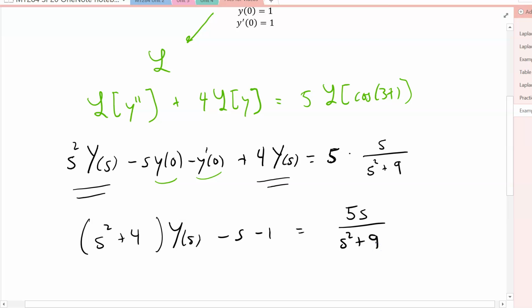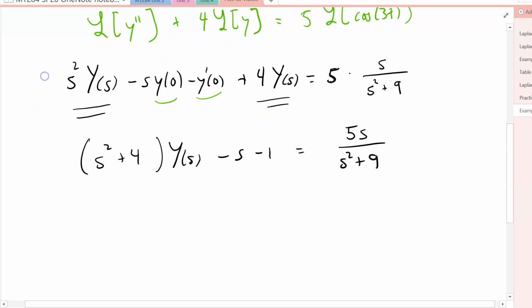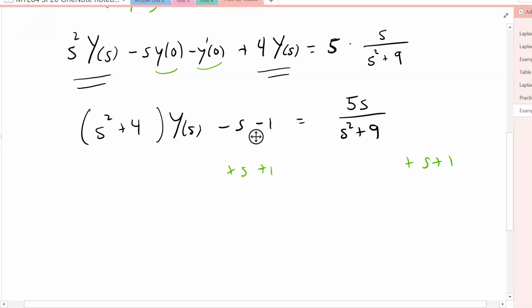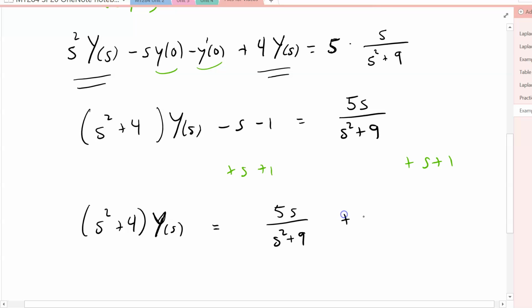Now we need to add over, because our goal here is to isolate the Laplace transform. So we need to next add over s and add over 1 to both sides, so add over s plus 1. Rewriting this again, we get s squared plus 4 times capital Y of s, the Laplace transform of little y, and that's going to equal 5s over s squared plus 9, plus s plus 1.